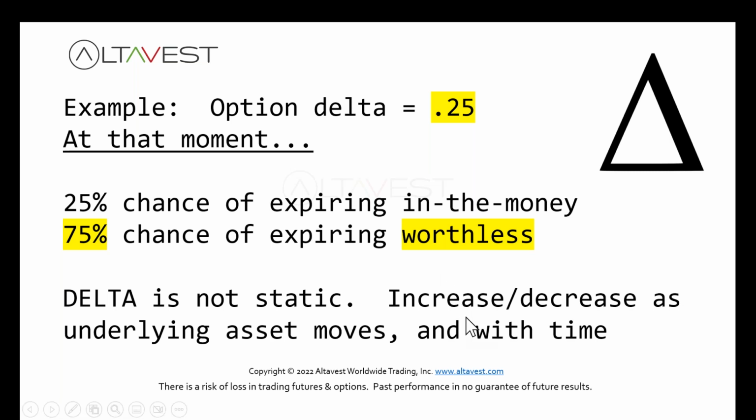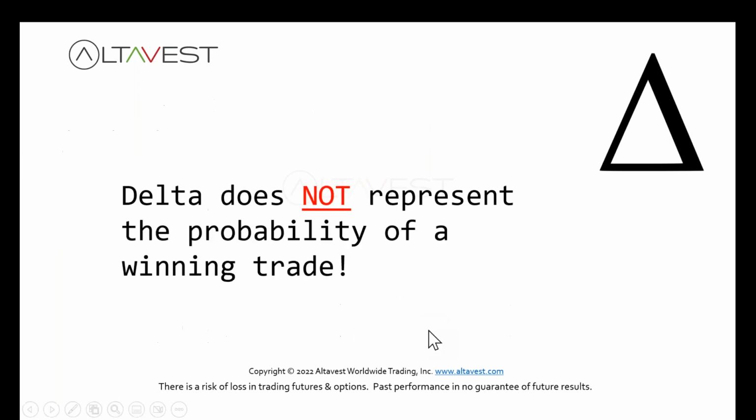And delta is always moving. That number is always moving up and down as the underlying asset price moves up and down, and of course as time decays. So it is not the probability of a winning trade. So keep that in mind too, very important.